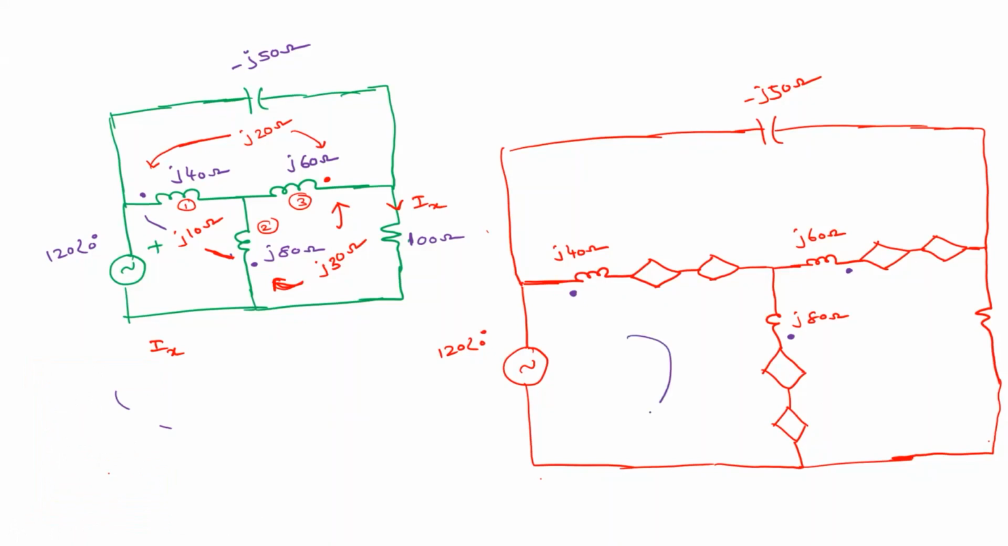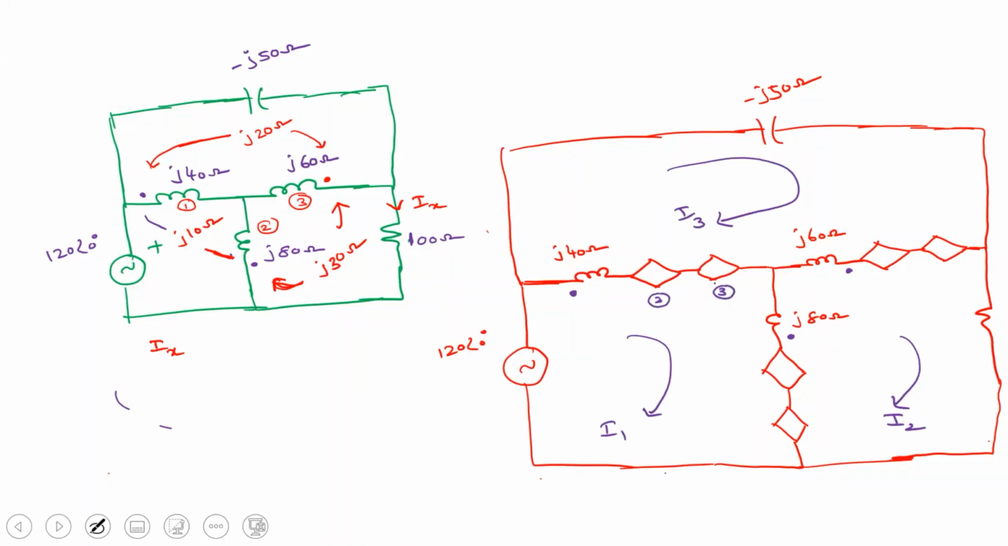So assume that this current is I1 and this current is I2 and this entire current is I3. Right. So now tell me, this is due to coil 2 and 3. This is due to coil 3 and 1, if going in order, and this is coil 1 and 2. If we assume j40 is coil 1, j80 is coil 2, and j60 is coil 3. So that's how we assume it, right?